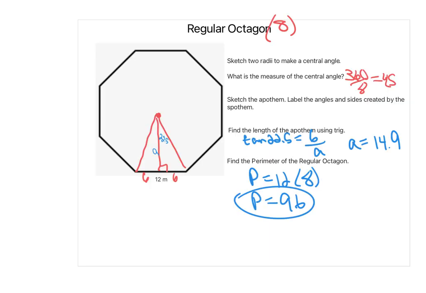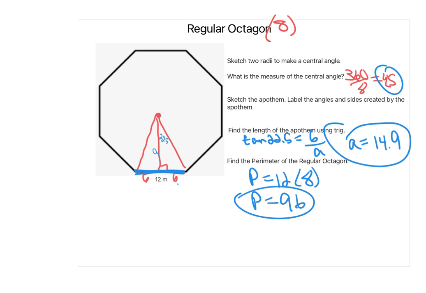Okay, so if you went ahead and did that on your own, you should have realized we have a 22.5-degree angle in there because the central angle is 45. To find our apothem, we just use trig. Opposite is 6, adjacent is A, and we get that our apothem is 14.9, and the perimeter is, each side is, excuse me, the whole side is 12, and there are 8 sides, so 12 times 8 is 96.